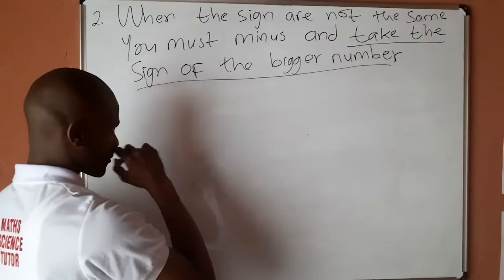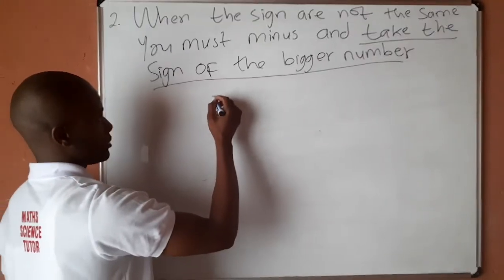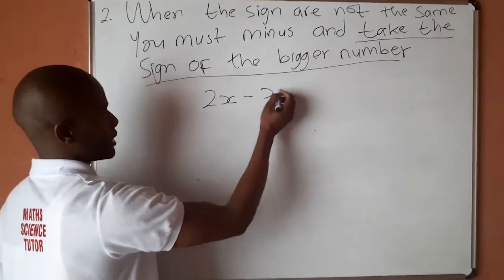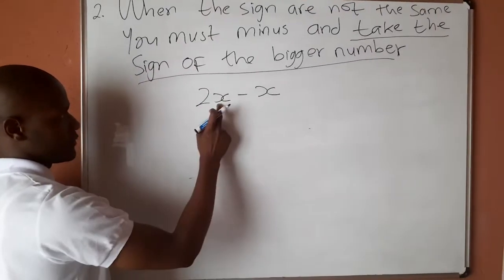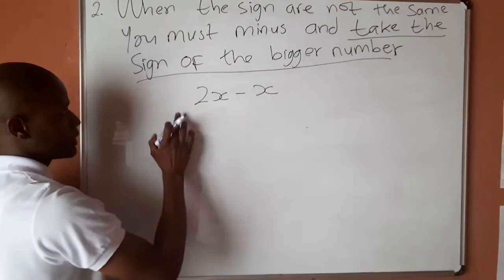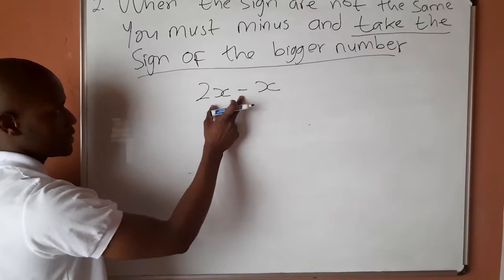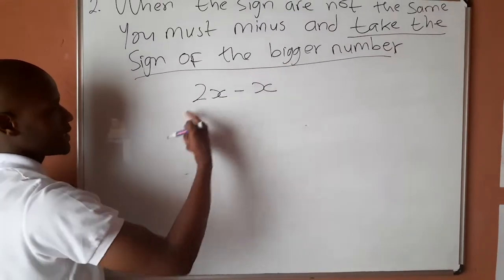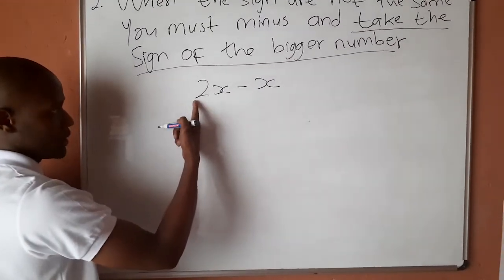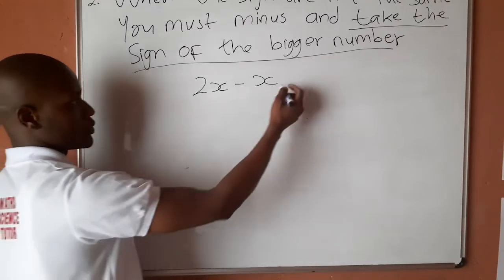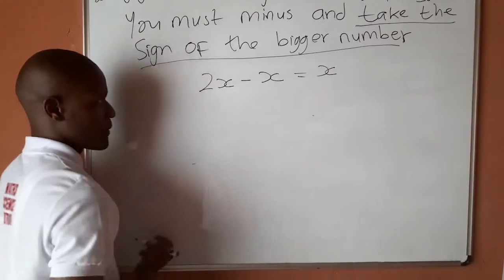It means 2x minus x. Like terms, they have the same base and same exponents. The signs are not the same, it's positive and negative. Therefore, we minus and we take the sign of the bigger number. The bigger number is 2. So it's going to be x.